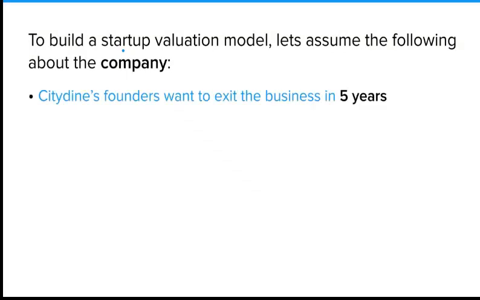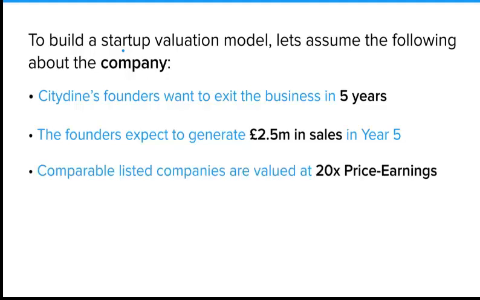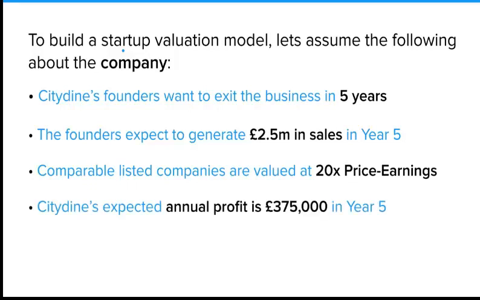So firstly, we need to understand the time period with which the investors and the founders want to run the business until exit. So we're going to assume that CityDine's founders want to exit the business in 5 years. The founders also expect to generate £2.5 million in sales in year 5. Our comparable listed companies set within the food and retail industry are valued at 20 times price to earnings. It looks at its comparable listed companies and it's determined that the company can make 15% profit margin, which is the equivalent of £375,000 in annual profit in year 5.